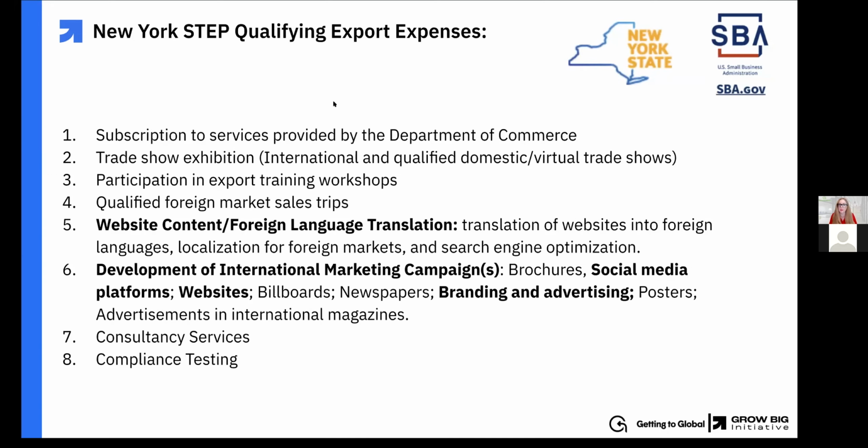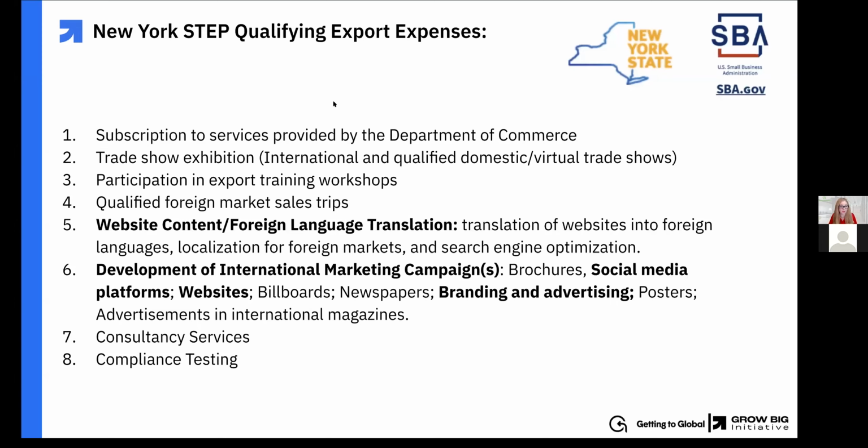Here are the export expenses for New York. Some of them are different, some of them are similar, so make sure you do check the list of eligible activities in your state. You have website content and foreign language translation of website in foreign languages, localization, SEOs, development of your international marketing campaigns, social media platforms, building website, anything related to branding and advertising. Wow, even billboards, newspapers, if the foreign market of entry still do billboards and newspapers, posters, consultancy services.